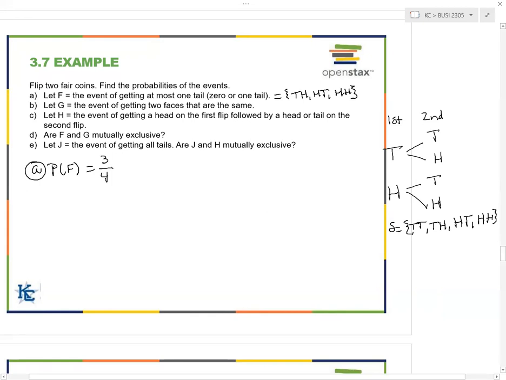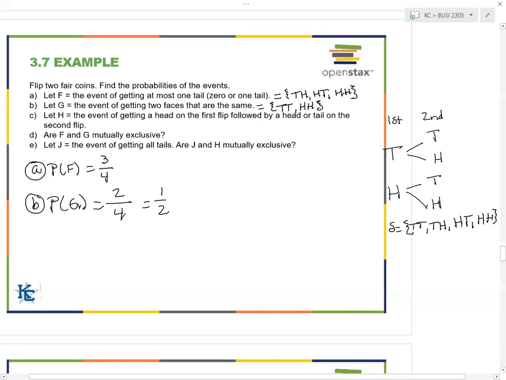So we get 3/4. So B says, let G be the event of getting 2 faces that are the same. So there's 2 ways to get 2 faces that are the same, right? You could get tails, tails, or you could get heads, heads. Okay. So for B, the probability of G equals, there's 2 possibilities for our event, and there are 4 possibilities in our sample space. So when we reduce, we get 1/2.